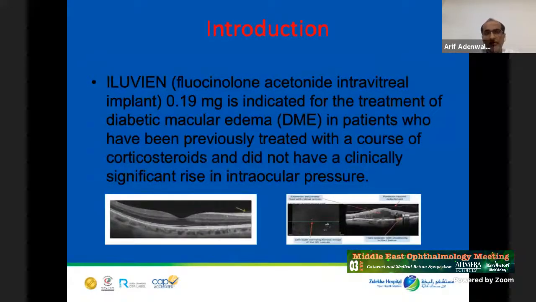Iluvien, as you all know, is injected at 0.19 milligrams, indicated for treatment of diabetic macular edema in patients who have already been treated. Like in the UAE, we always try a course of steroids and see whether there are steroid responders or not, and then try to inject, so that there is no increase in the intraocular pressure.